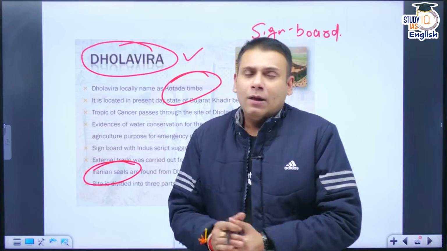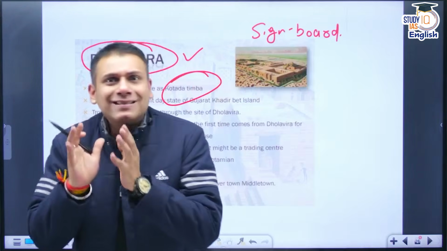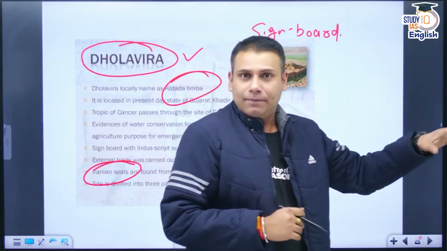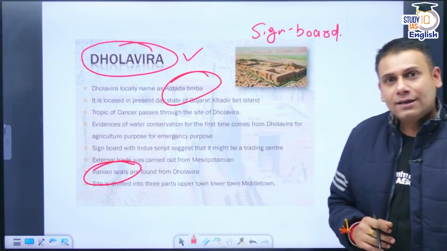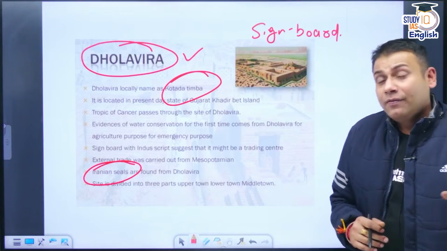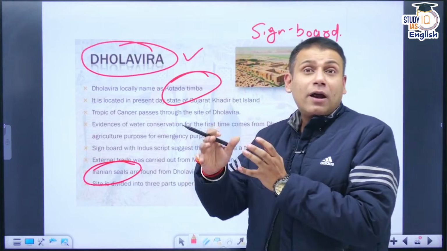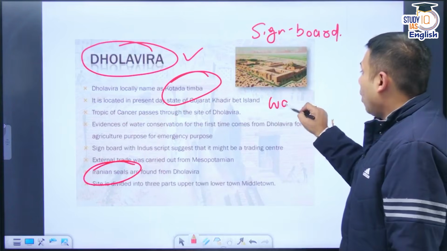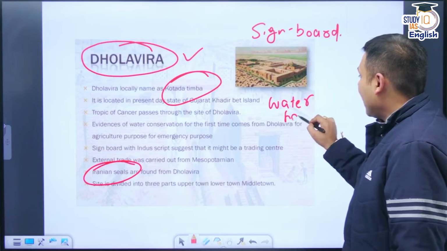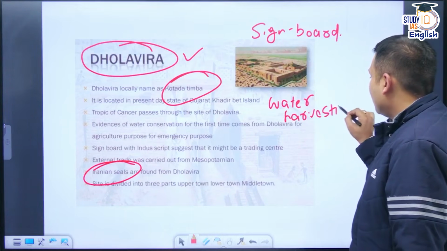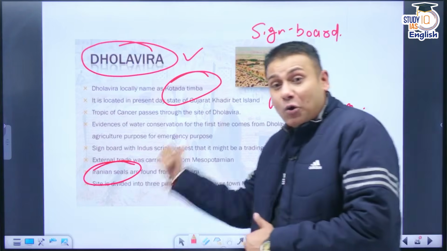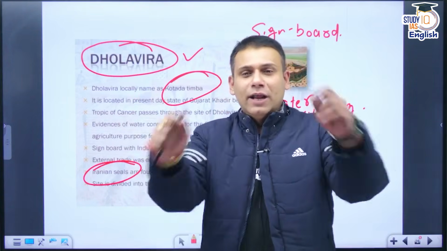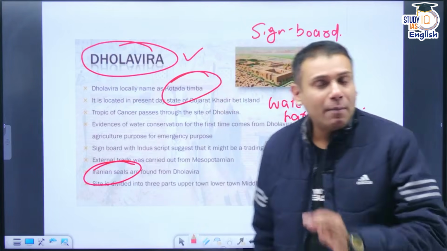Apart from that, small water cisterns have been observed at the site of Dholavira. And these water cisterns simply suggest one thing, that the water might be stored for emergency purposes. So, in simple words, water harvesting technique has been observed for the first time at the site of Dholavira located in Gujarat. So let's focus on the key points that need to be remembered.